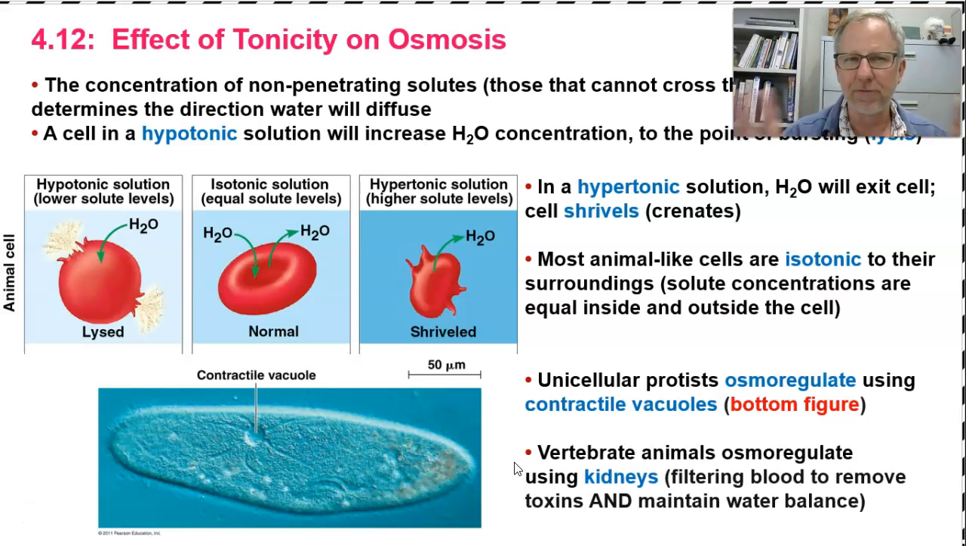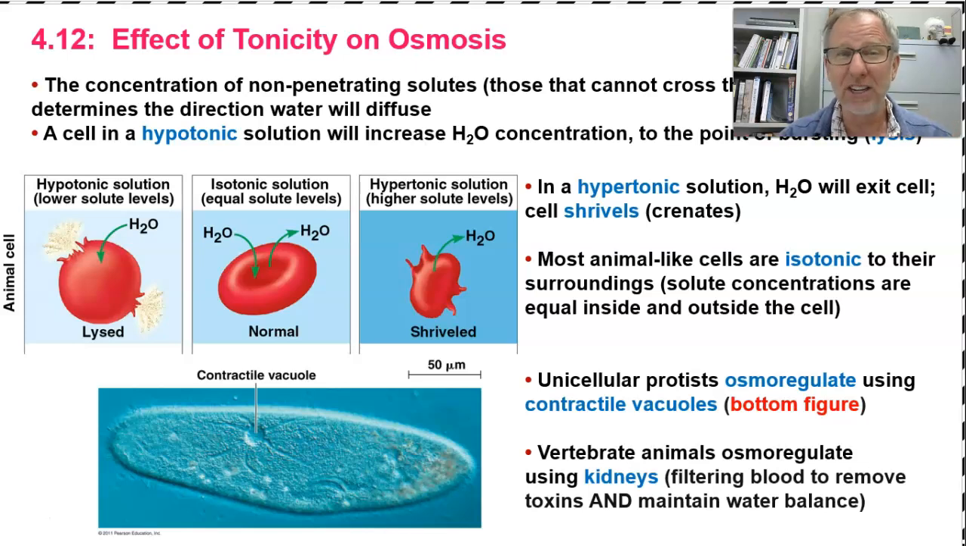Okay, so this is effect of tonicity on osmosis. So tonicity has to do with the amount of solutes in a solution. So think of like tonic water. I don't know if you're familiar with tonic water, but it has solutes in it, minerals in it to give it flavor. So tonic, solutes. Tonicity has to do with the concentration of solutes. So what effect does the concentration of solutes have on the movement of water going across membranes? That's the focus or topic of this slide.